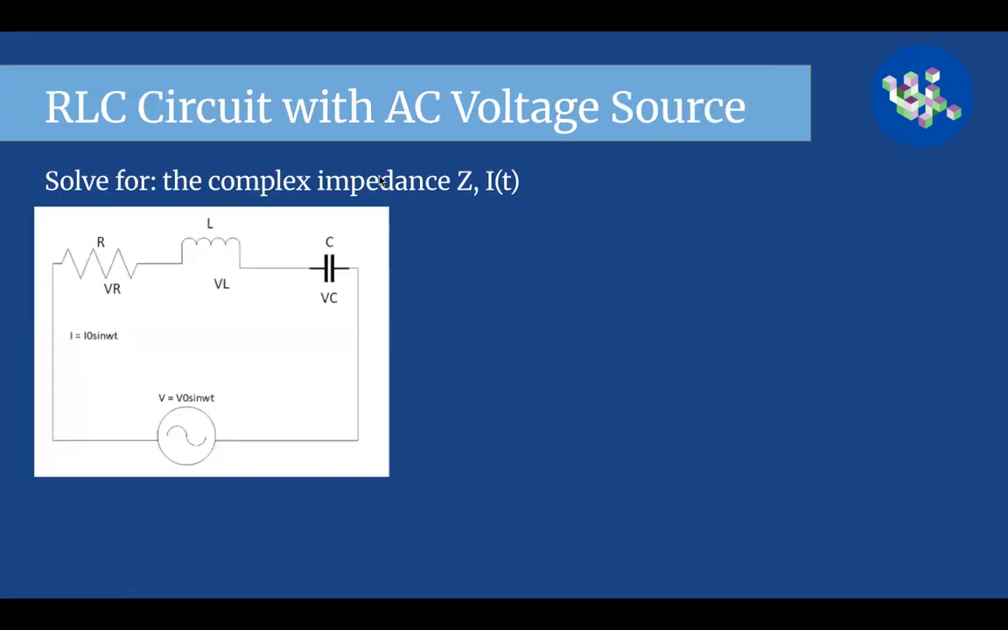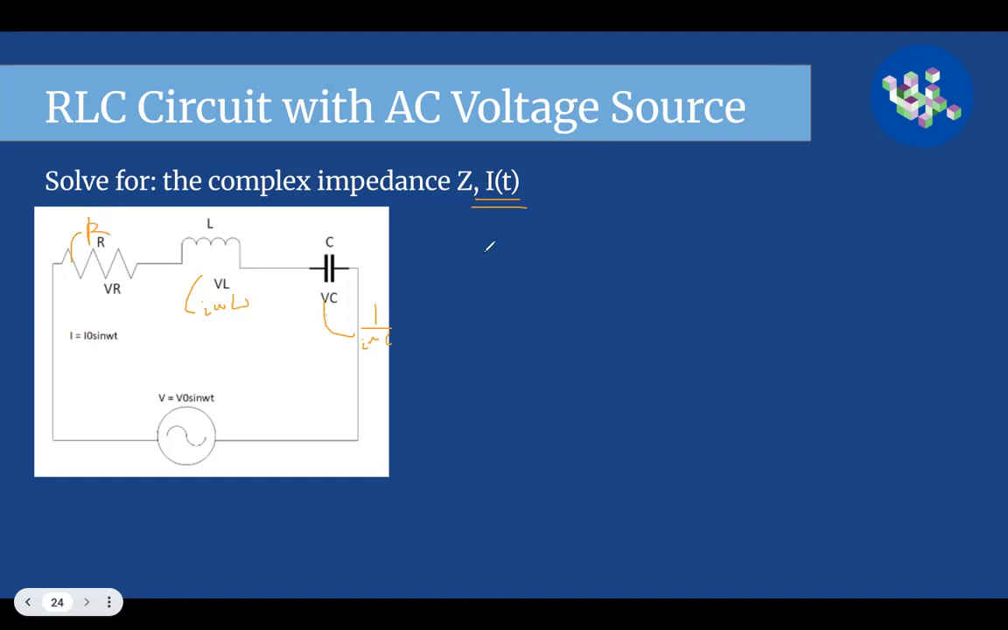The problem says: solve for the complex impedance Z, and solve for the current as a function of time. Since we're running out of time, we'll probably just leave this as homework. But just remember, if you want to do this problem, the complex impedance of a capacitor is 1 over I omega C. This is I omega L. And this complex impedance is simply R.